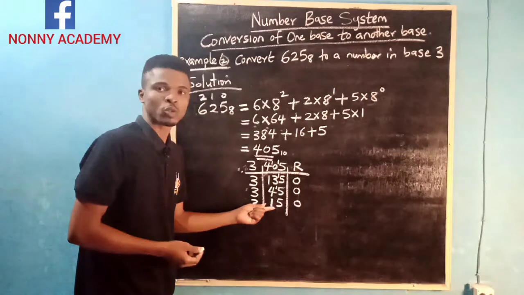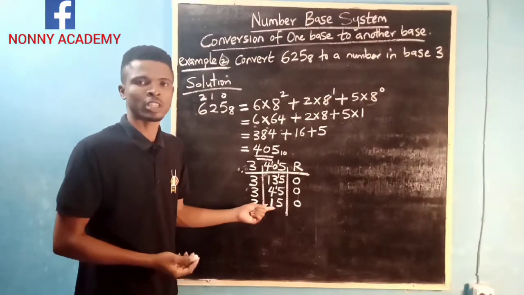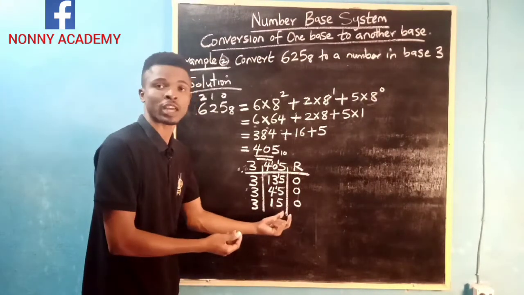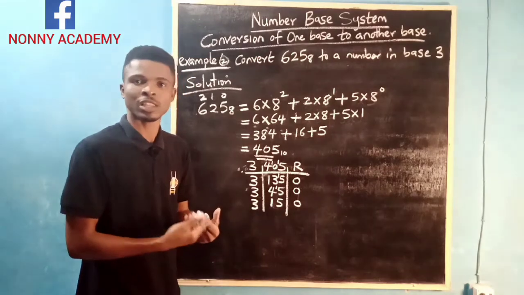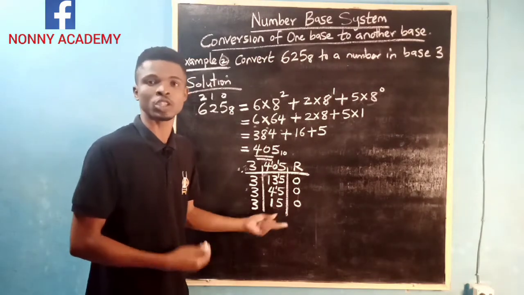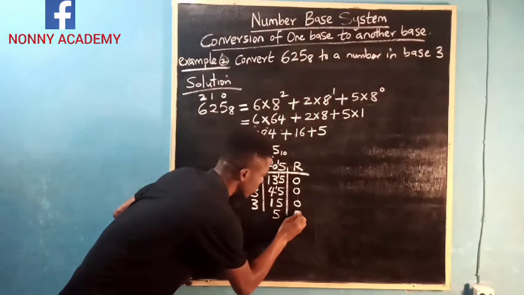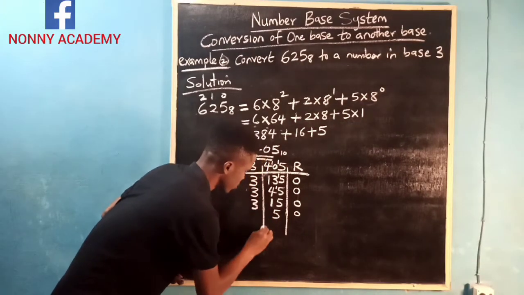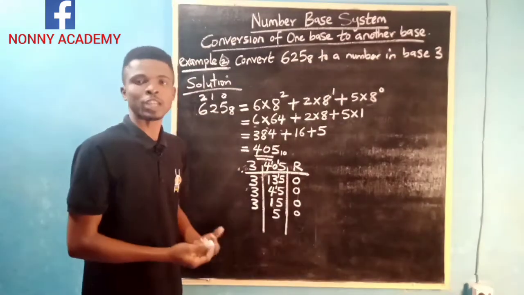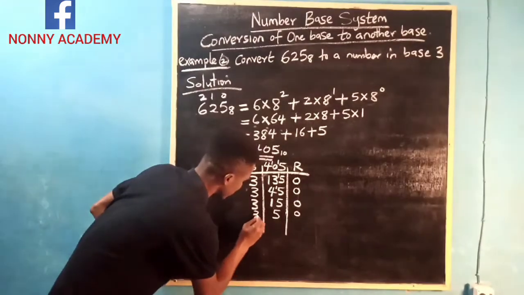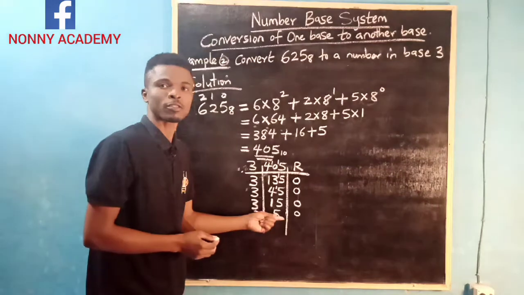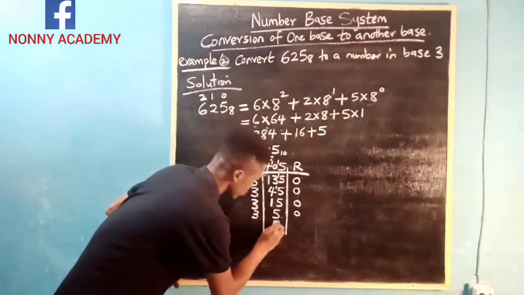3 in 1, which is not possible. Then I'll have to merge 1 and 5 together to make it 15. Then I'll take 3 in 15, which is 5 remainder 0. Then I'll extend my table. I'll divide by 3 again. 3 in 5 is 1 remainder 2.